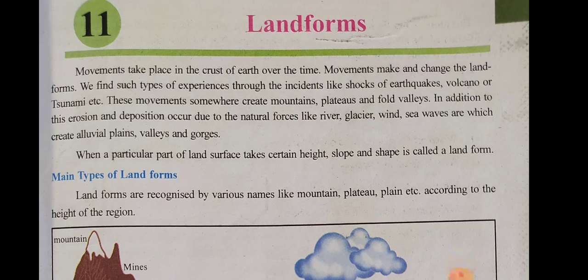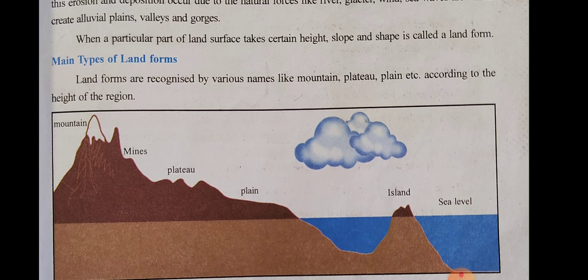I am Samir, and today I am going to teach you Standard 6 Geography chapter number 11, Landforms. Before learning this lesson, we should know what a landform is and what it refers to. Landforms are natural geographical or physical features on the earth's surface. Collectively, this includes mountain, mines, plateau, plain, and island.